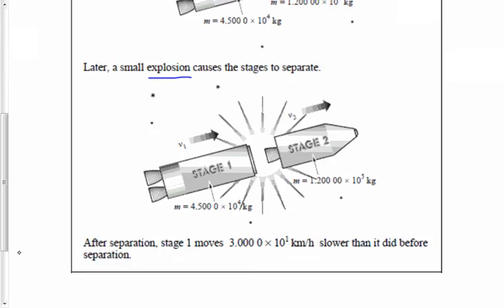Now, when they separate, it says stage 1 moves 30,000 kilometers per hour slower, or sorry, 30 kilometers per hour slower, not 30,000, 30 kilometers per hour slower than it did before the separation. Okay, there's definitely something here. I don't know if you caught this, something beyond the units here that I want to draw attention to with my red pen. It's not a units thing. It's not a direction thing. Remember, the red pen isn't just units and direction. It's anything that could lead to a silly mistake.